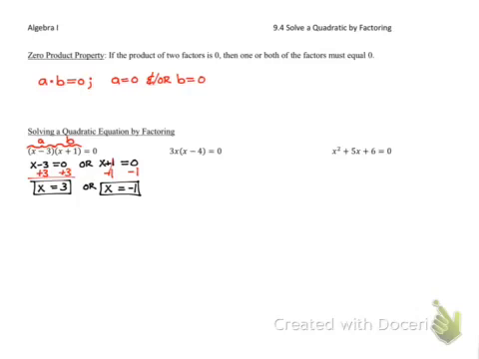Sure enough, if we plug the 3 in above, we'll see that 3 minus 3 is 0. Doesn't matter what the second term is. And if we plug in negative 1 into the second term, we get negative 1 plus 1 is 0. It doesn't matter what the first term is.